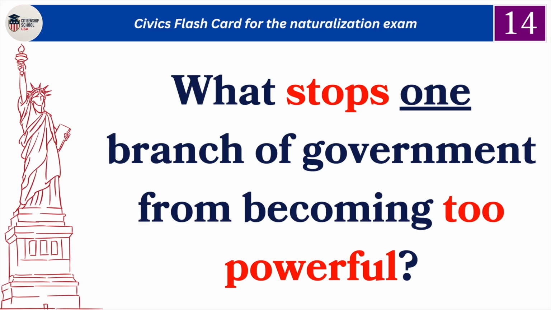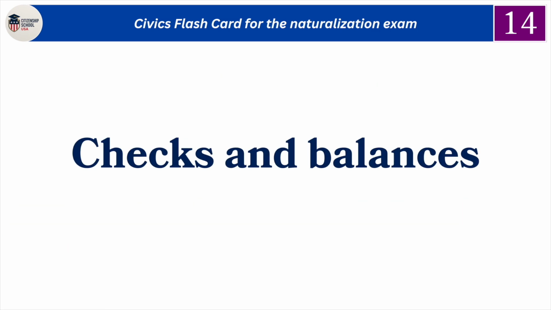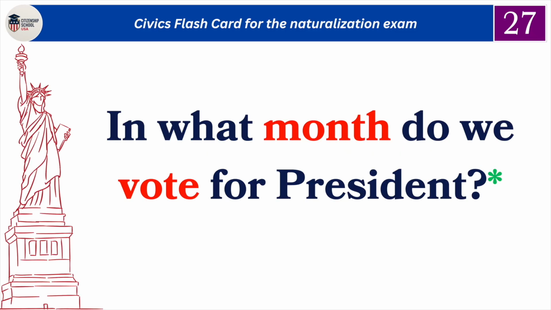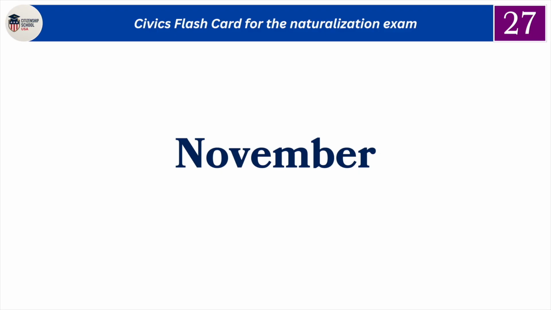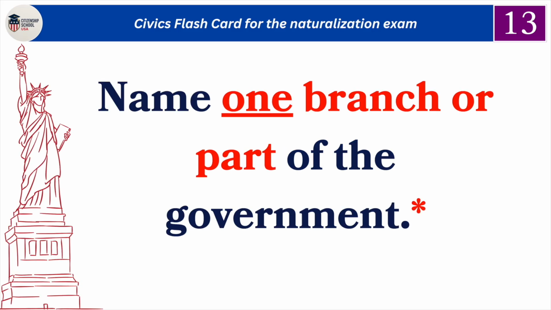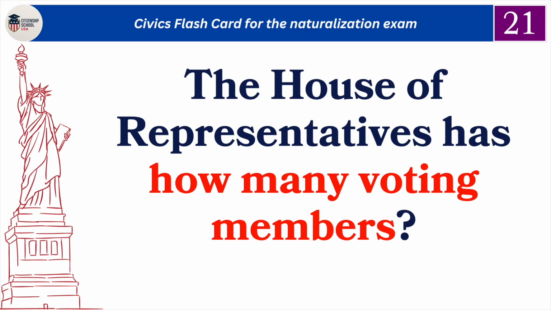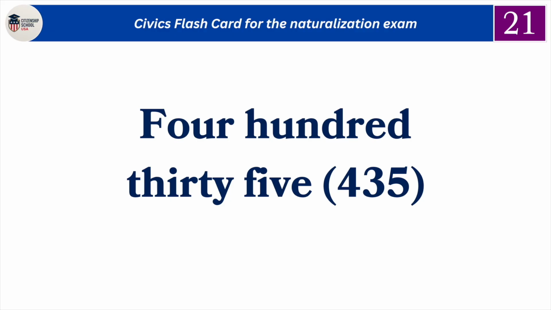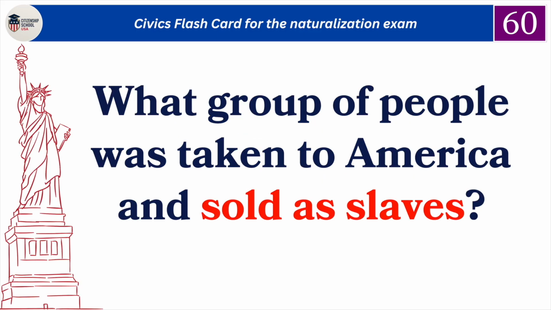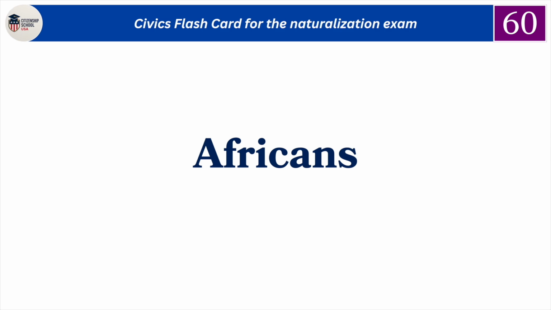What stops one branch of government from becoming too powerful? Checks and balances. In what month do we vote for president? November. Name one branch or part of the government. Congress. The House of Representatives has how many voting members? 435. What group of people was taken to America and sold as slaves? Africans.